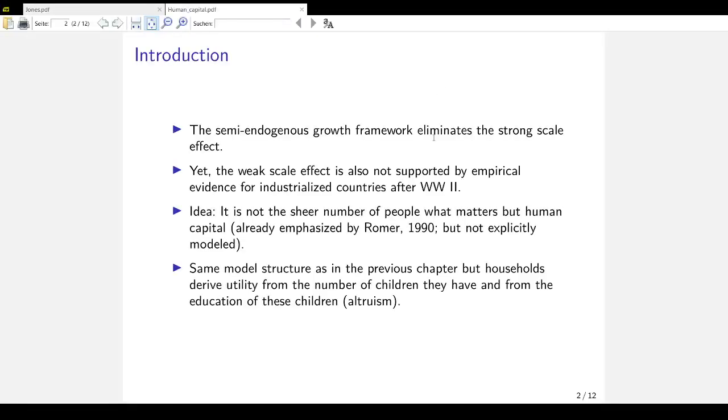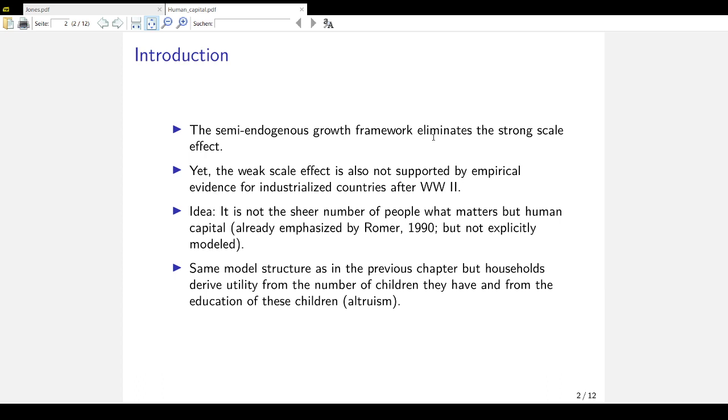We have seen in the previous lecture that the semi-endogenous growth framework eliminates the strong scale effect, but it introduces a weak scale effect. And this weak scale effect is also not supported by empirical evidence since the Second World War, because population growth and economic growth are rather negatively related but not positively.